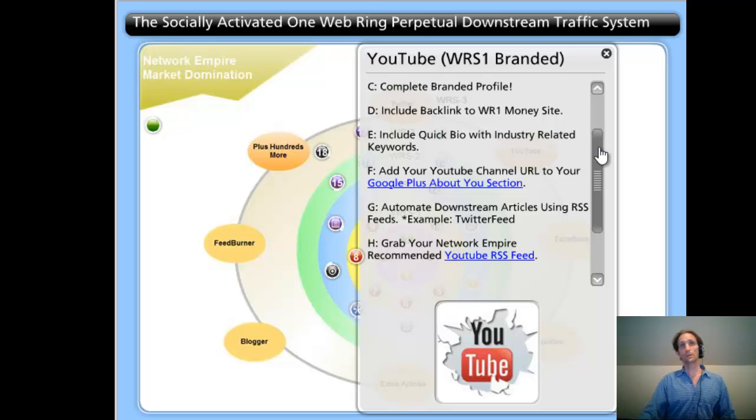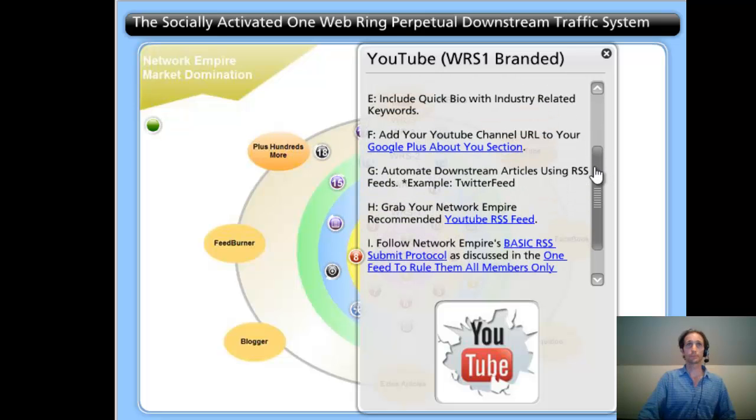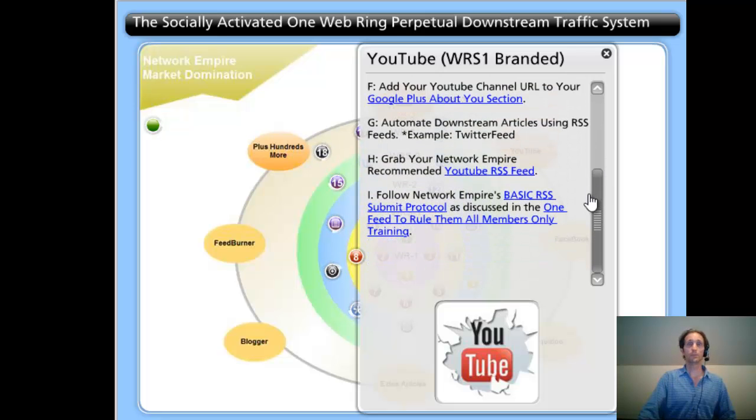And again, you want to automate your downstream articles using RSS feeds. This is an example of doing that. You might want to send your YouTube videos downstream. Okay, and we'll talk more about that in the course. And we do give you the URL for the proper YouTube RSS feed.